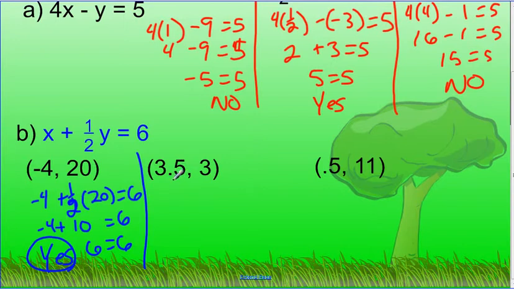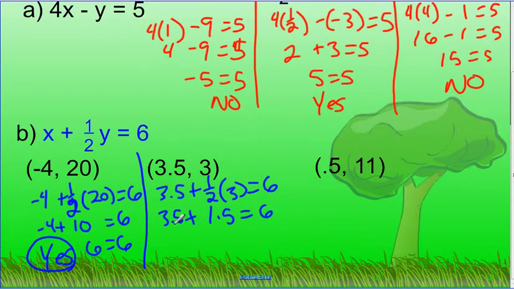Let's see, letter B. 3.5 plus 1/2 of 3 equals 6. Well, half of 3 is 1.5. And 3.5 plus 1.5 is 5. 5 equals 6? No, that is not a solution.